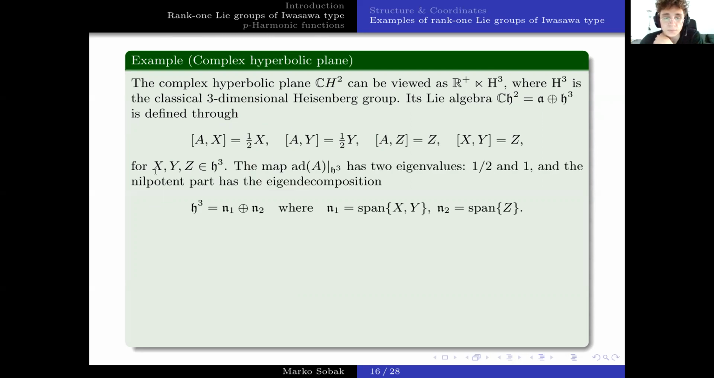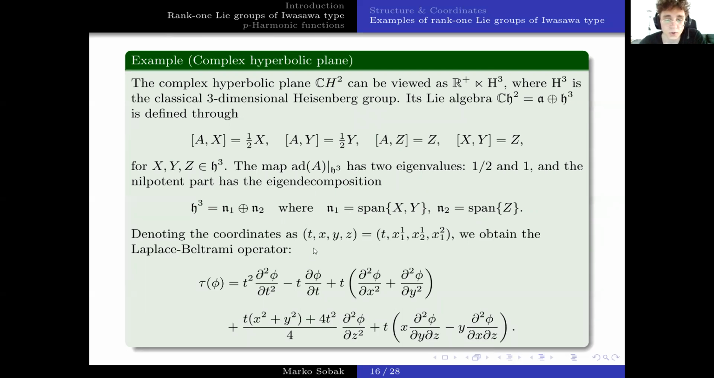So basically, the adjoint representation has two distinct eigenvalues, 1/2 and 1, and the nilpotent part can then be decomposed into two eigenspaces, n1 and n2, where n1 is spanned by x and y, and then n2 is spanned by z. The notation is here slightly different than what we had before. So basically here x would correspond to x upper 1 lower 1, y would correspond to x upper 1 lower 2, and then z would correspond to x upper 2 lower 1, right?